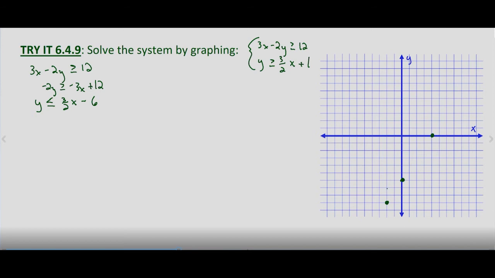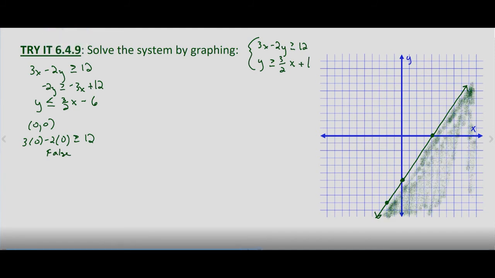The inequality is inclusive, so we're going to include that equals, which means we make the line a solid line and not dashed. And then we need to test a point. I'm going to test 0, 0. So 3 times 0 minus 2 times 0. Is that greater than or equal to 12? It is not. That is a false statement because 0 is not greater than or equal to 12. So we're going to shade on the opposite side of the line as to where 0, 0 is. So here's our first inequality graphed.